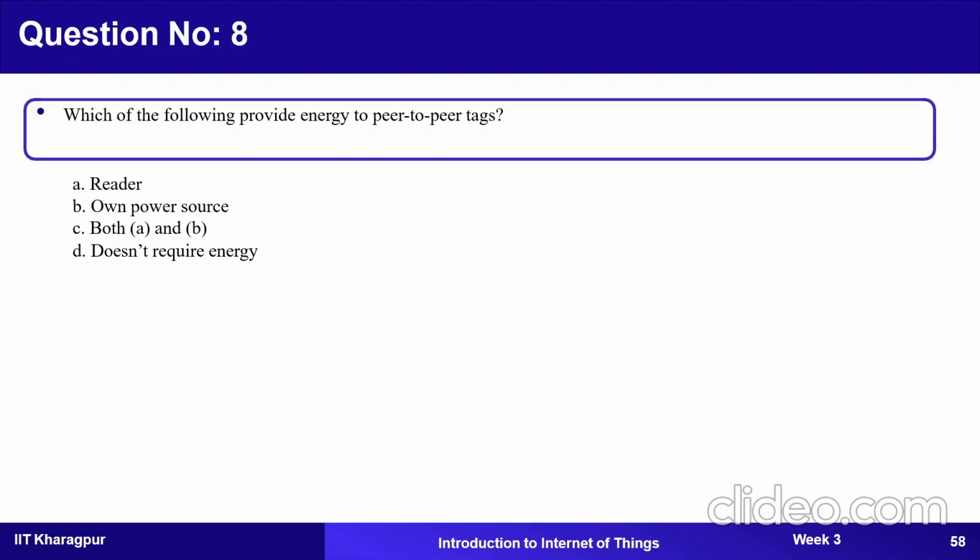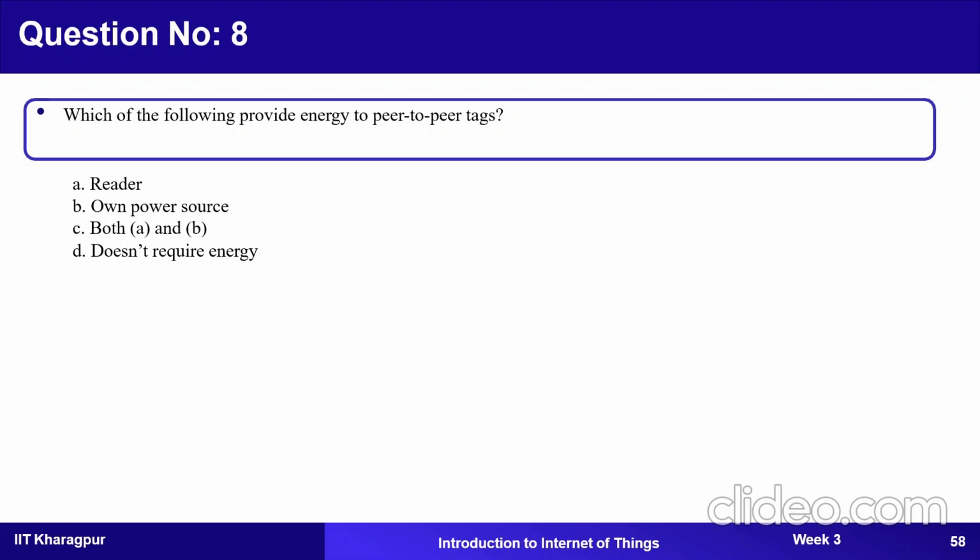The next question is: which of the following provides energy to peer-to-peer tags? The options are reader, own power source, both A and B, and doesn't require energy. Before answering this question, there are two types of tags in NFC technology: the active tag and the passive tag. Basically, peer-to-peer tags are active tags only.